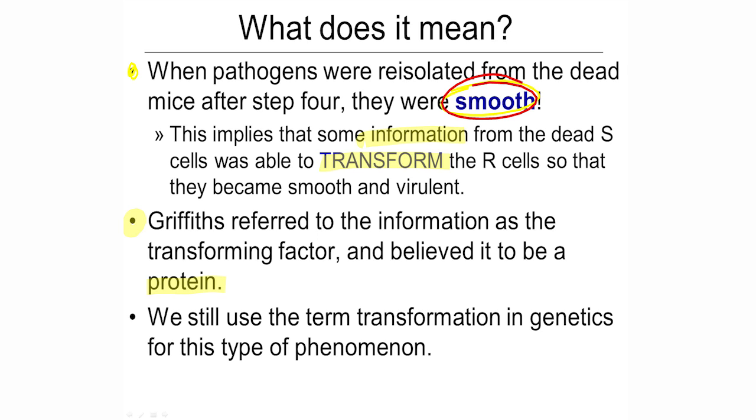So we still use this term transformation in genetics for this type of phenomenon. We now know that DNA is the thing that's being taken up by one cell from another. But Griffiths didn't say DNA was the transforming factor. He just said there's some transforming factor here.